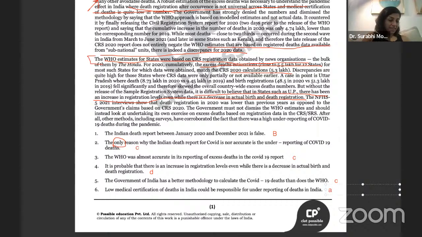Because this has been cited as one of the reasons for the discrepancy between the WHO report and the India report. So 1 to 6, can you see the answers? 1B, 2C, 3C, 4D, 5C, and 6A.